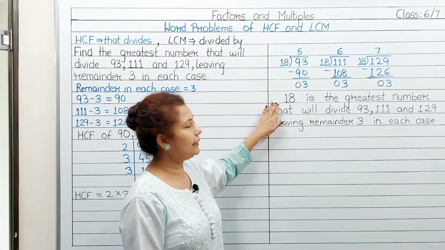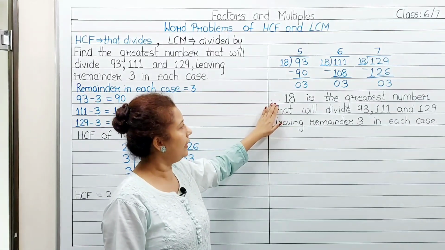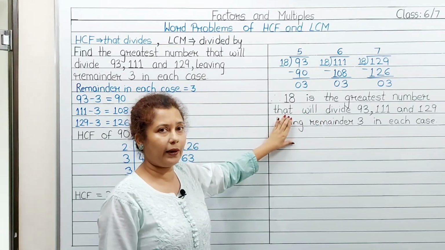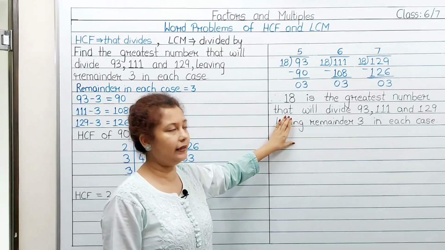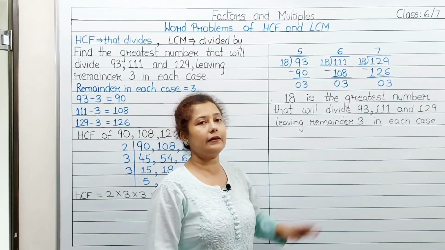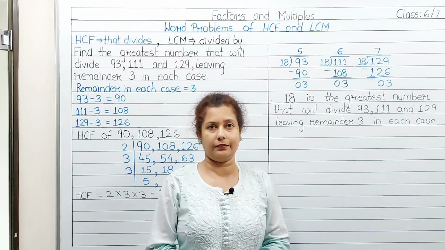So here the final statement will be, therefore 18 is the greatest number that will divide 93, 111 and 129, leaving remainder 3 in each case.